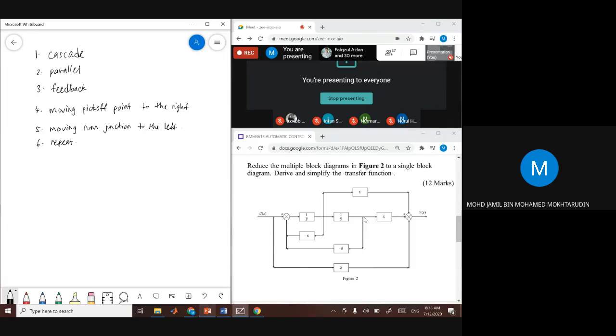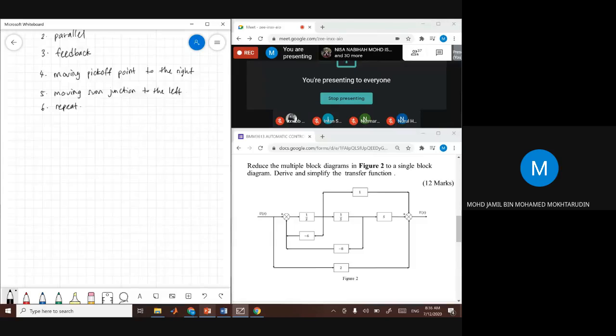So if you move this pick-off point, it seems that you need to do modification to two blocks, this one and also this one. So the best way to do is to take feedback first and then move the pick-off point. Okay, so let's try. So the first step is feedback.